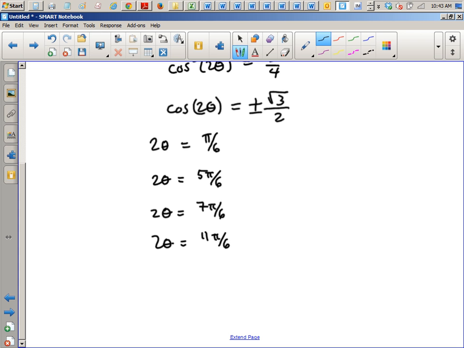Why so many answers? Because we are allowing for cosine to be either positive root 3 over 2 or negative root 3 over 2. Either way. See? So that opens up a whole can of worms. These are all possibilities for 2 theta. And they each get their own little 2 pi k. Because I don't want you to forget about it. You got to add it on here. So plus 2 pi k, plus 2 pi k, plus 2 pi k, plus 2 pi k.